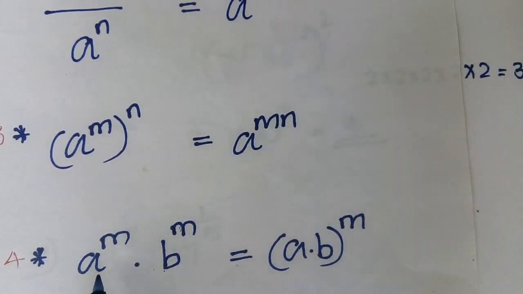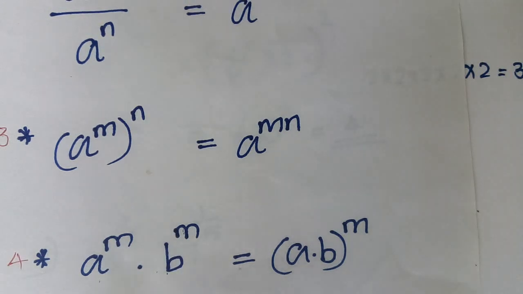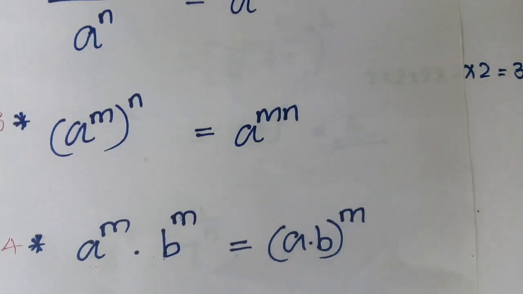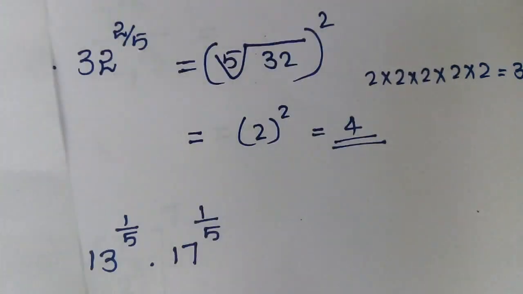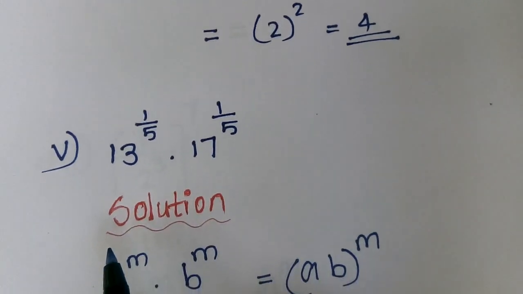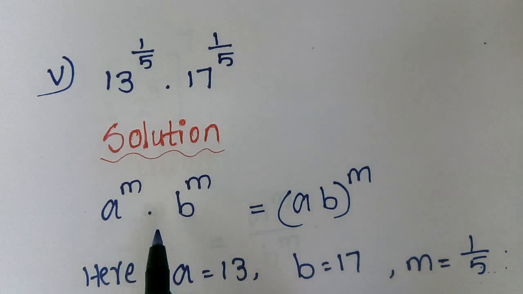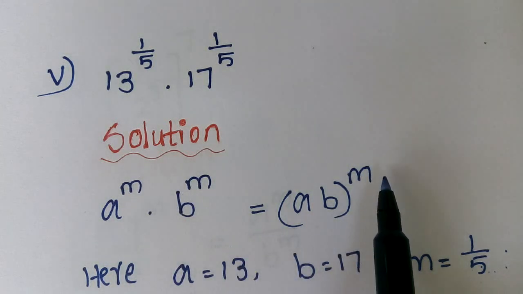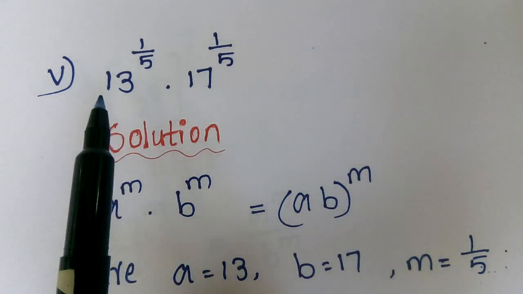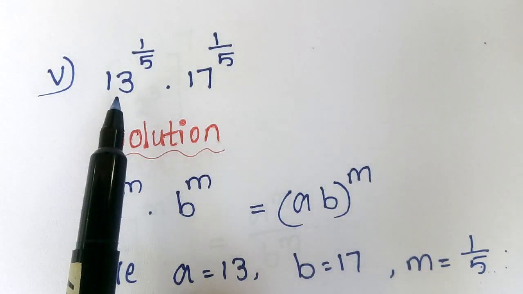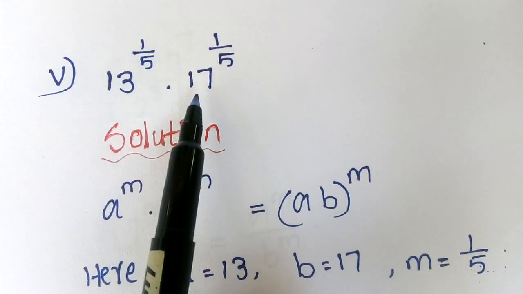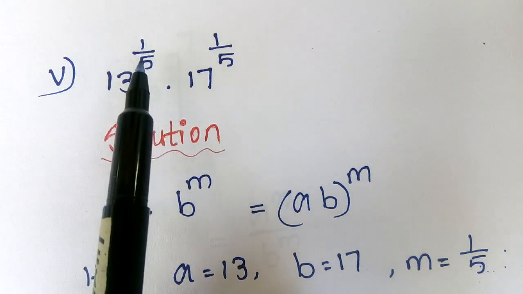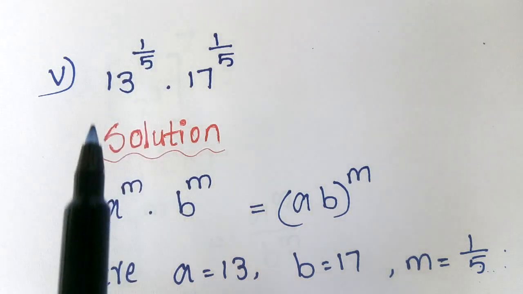Is it like the fourth law? a to the power m into b to the power m. So we can apply the fourth law to find the answer. a to the power m into b to the power m is equal to (a into b) whole to the power m. Here a is equal to 13, b is equal to 17, m is equal to 1 by 5.